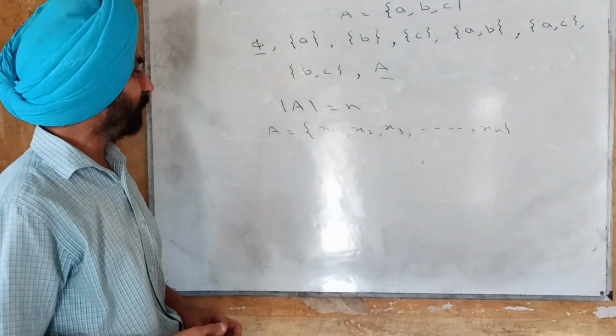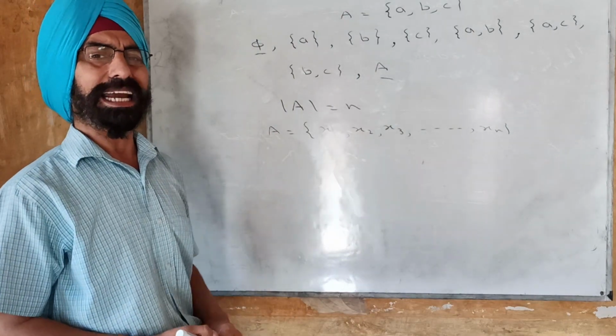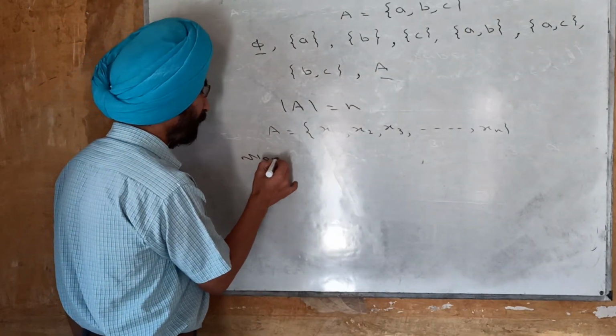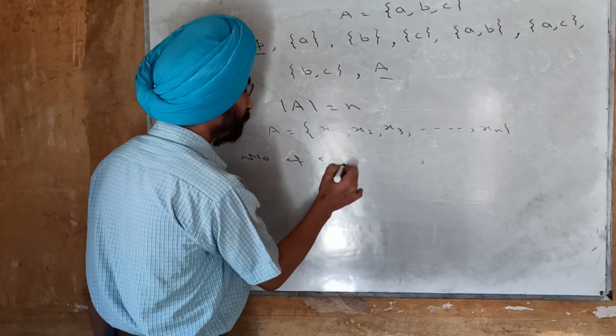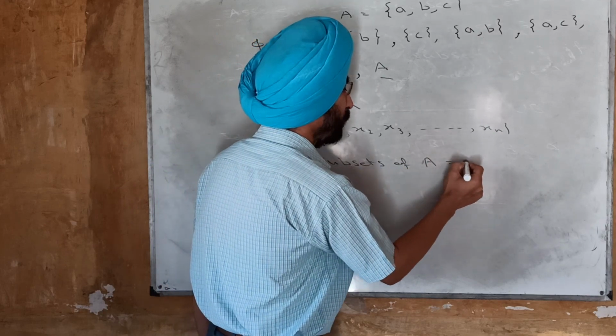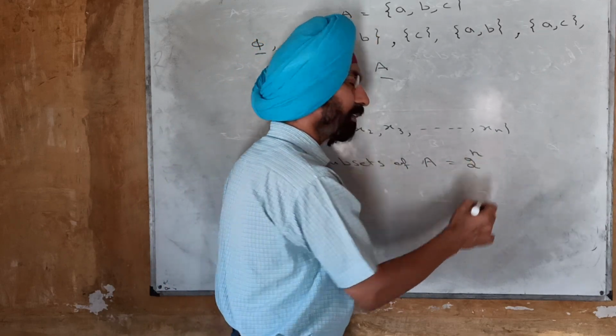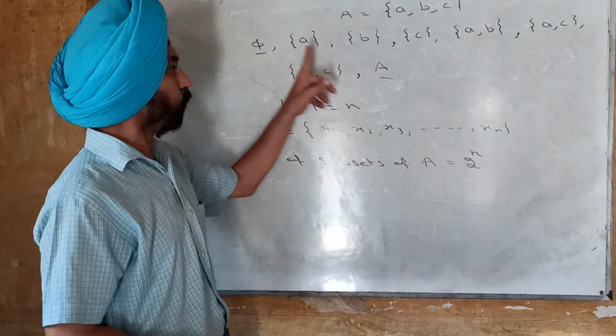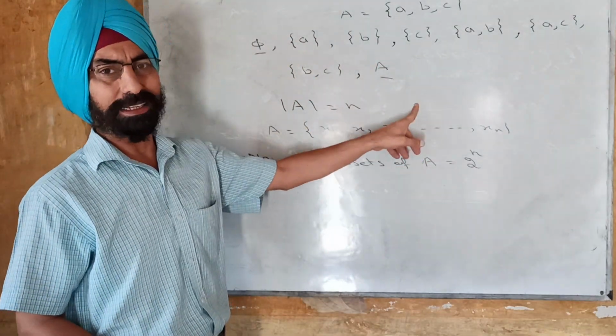N elements. If the set A consists of n elements, then the number of subsets of A equals 2 raised to the power n. And this 2 power n includes these two improper subsets as well.